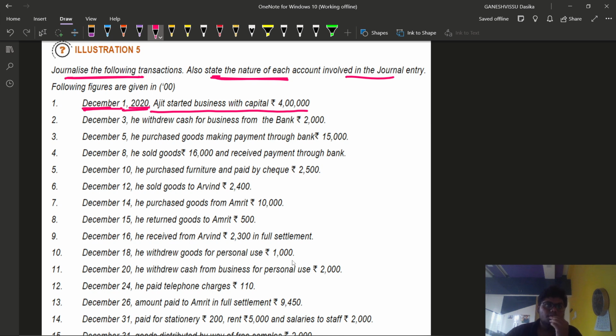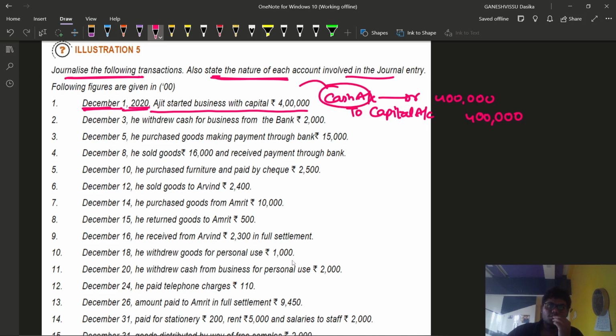So what would be the entry now? Cash account debit to capital account. This is rupees 4 lakhs. So what are the natures of the accounts? Cash account is a real account. Capital account is a personal account. Okay, this is the first transaction.